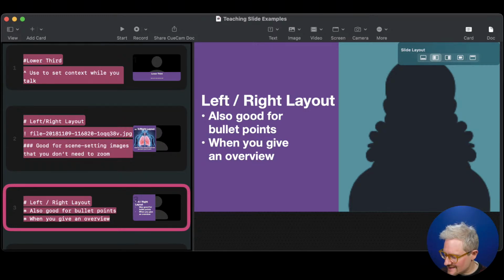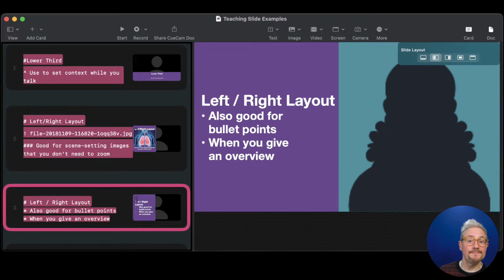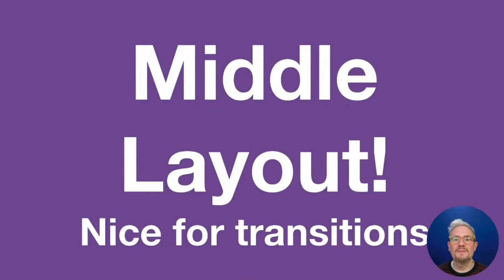No, it just knows that this is the layout, and you can change the width of this as well just by dragging it in CueCam. That's it. You just put the stars in and you got your bullet points. You don't have to worry about anything else.